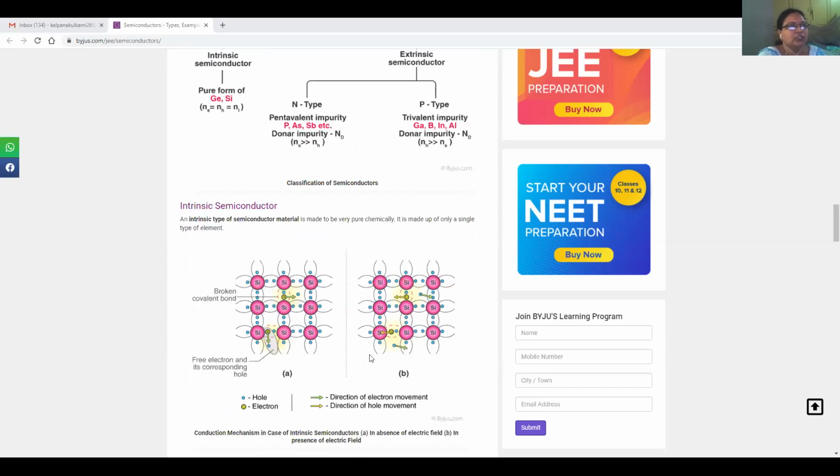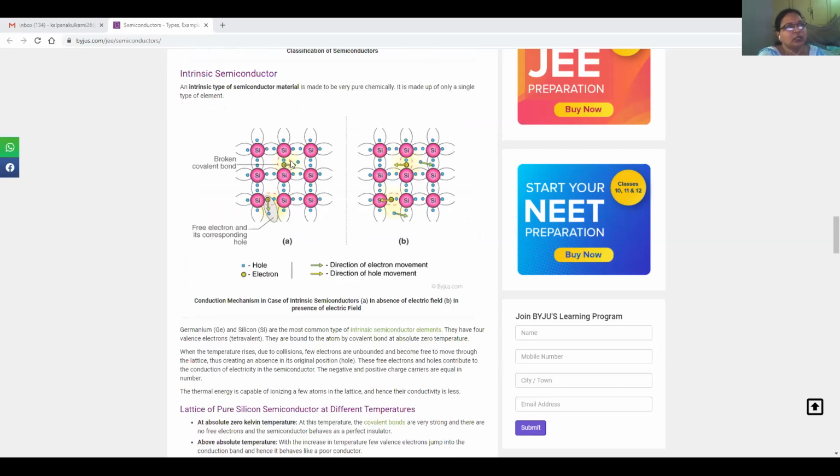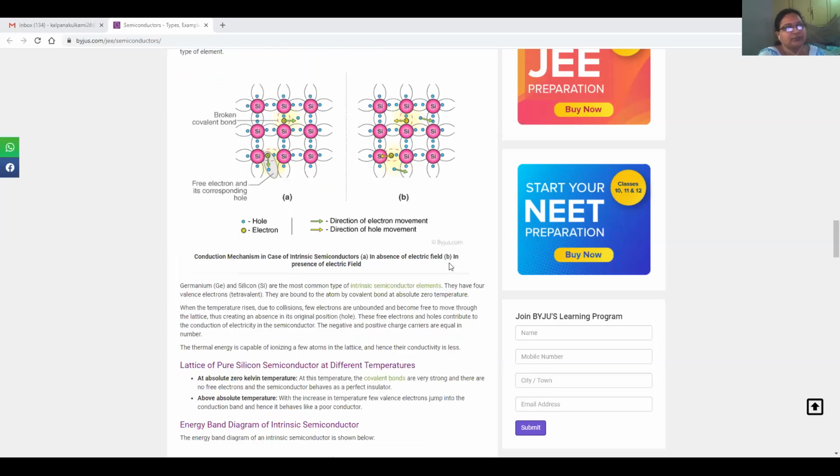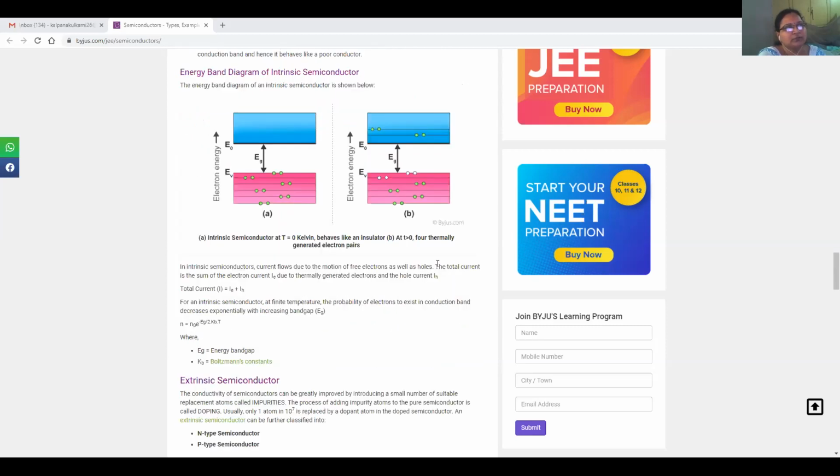So you can take this example of intrinsic semiconductors where there is a broken bond between this silicon and silicon, okay, and then it has been inserted with an electron. So holes and electrons are formed. Then this is the energy band diagram of intrinsic semiconductor. So you can see here.